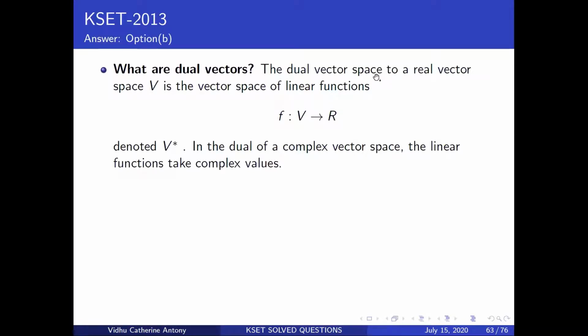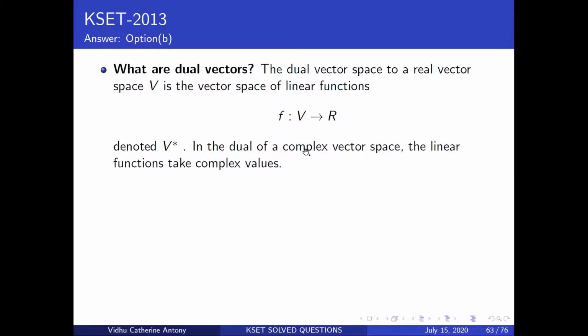So your dual vector space is related to a real vector space V. It's a vector space of linear functions. So it's basically a mapping from one vector space to another vector space. Okay, so this is how you write it for real vector spaces. If V is a real vector space, you're mapping it onto R. R is a real vector space, V is also a real vector space, and you're mapping from one space to another. One of them is called the dual of the other.